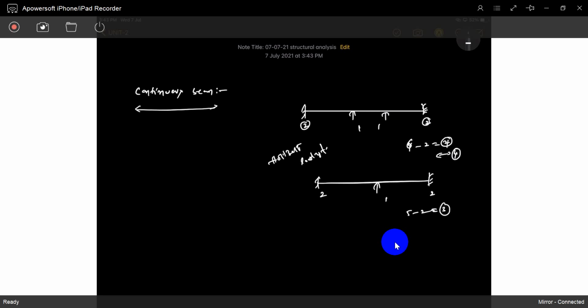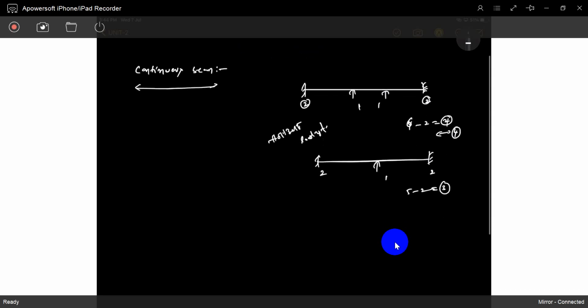So more than 2 means, if indeterminacy is 1, it's a propped cantilever. We solved it. If indeterminacy is 2, that is fixed beams, we solved it. So indeterminacy more than 2, those are the continuous beams. How can we solve those? These are all force methods.